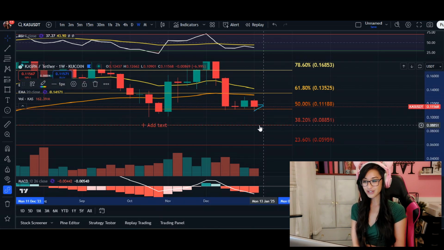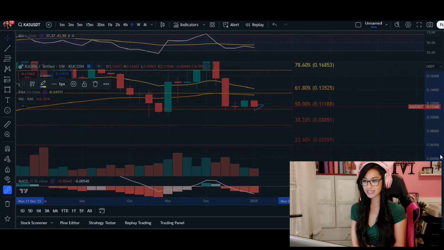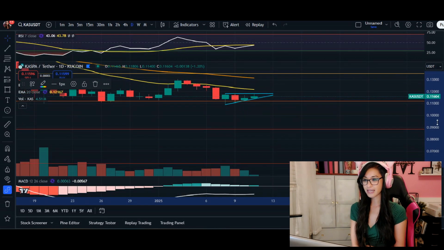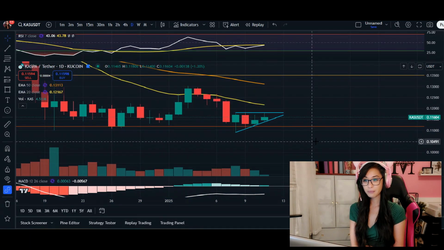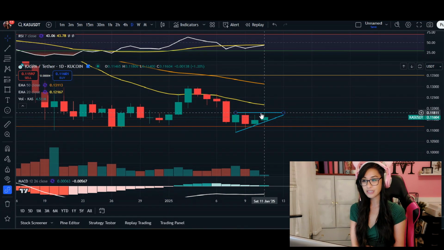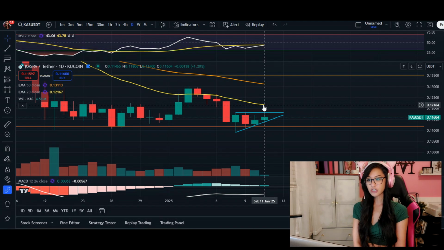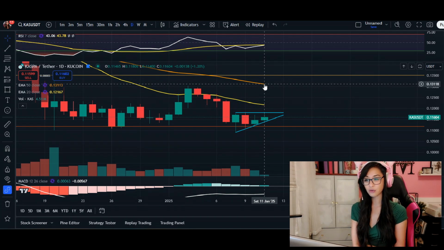Now, heading over to our daily time frame here, we can see that KASPA has formed a slight ascending triangle chart formation with the price making higher lows, but struggling to break above our 20 moving average. The 50 moving average here is also acting as a strong resistance.